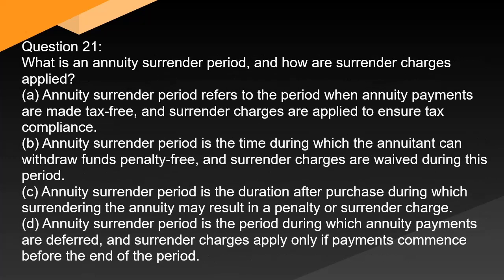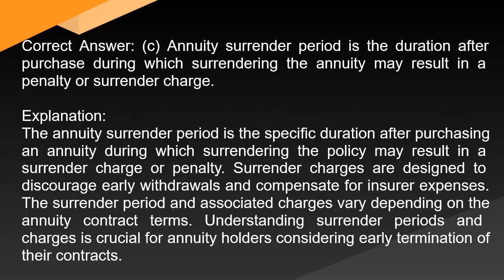Question 21. What is an annuity surrender period, and how are surrender charges applied? Correct answer: C. Annuity surrender period is the duration after purchase during which surrendering the annuity may result in a penalty or surrender charge. Explanation: the annuity surrender period is the specific duration after purchasing an annuity during which surrendering the policy may result in a surrender charge or penalty.